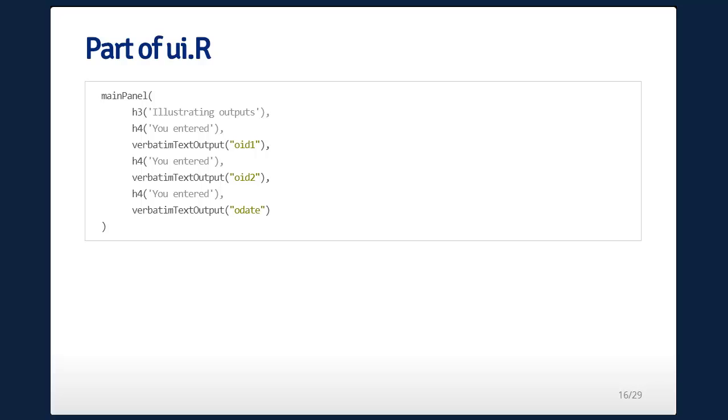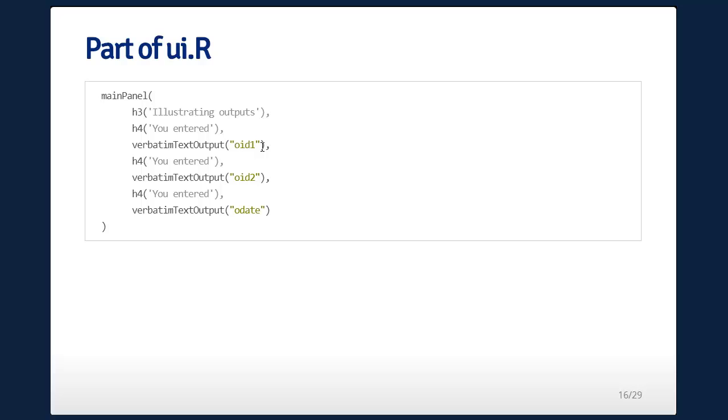And then here I wanted to show how you can grab the outputs and display the outputs. So here in as H3 text, I'm going to say illustrating output. H4, I'm going to say you entered, and then I'm going to say output ID1, output ID2, and output date. Okay, and so that's how I'm going to render the output.